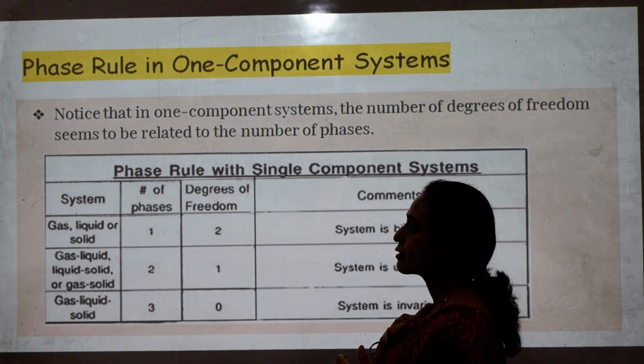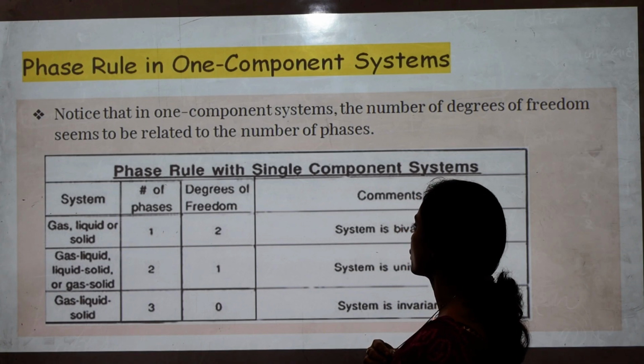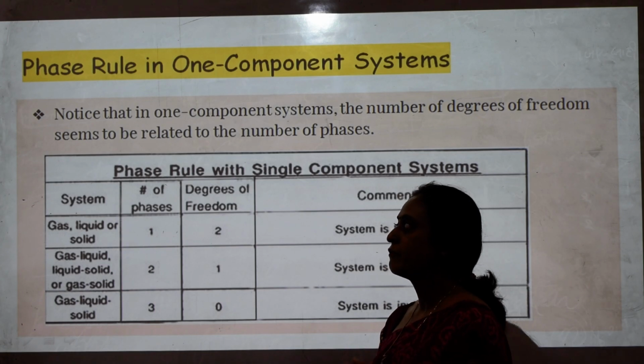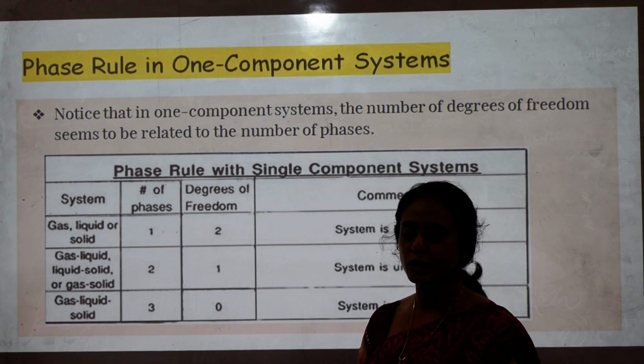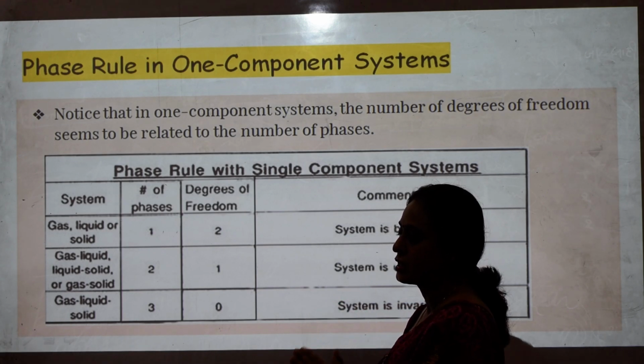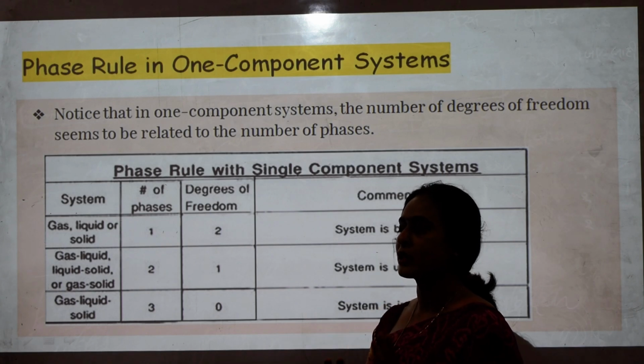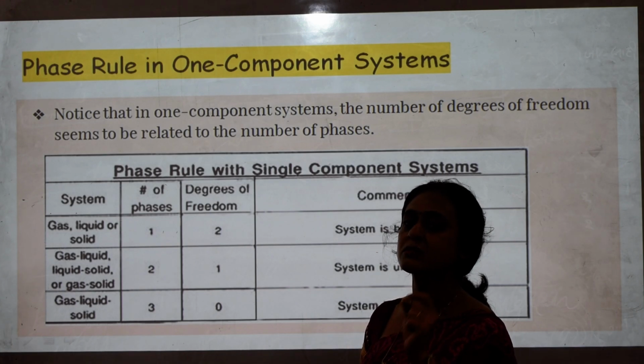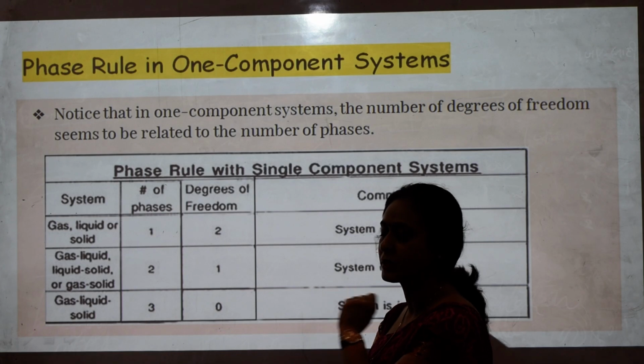So if the number of phases is 1, then the degree of freedom is 2 and the system is bivariant. We have calculated what we actually do here in a one component system. The value of C is fixed, and P and F vary according to the equation F is equal to C minus P plus 2.